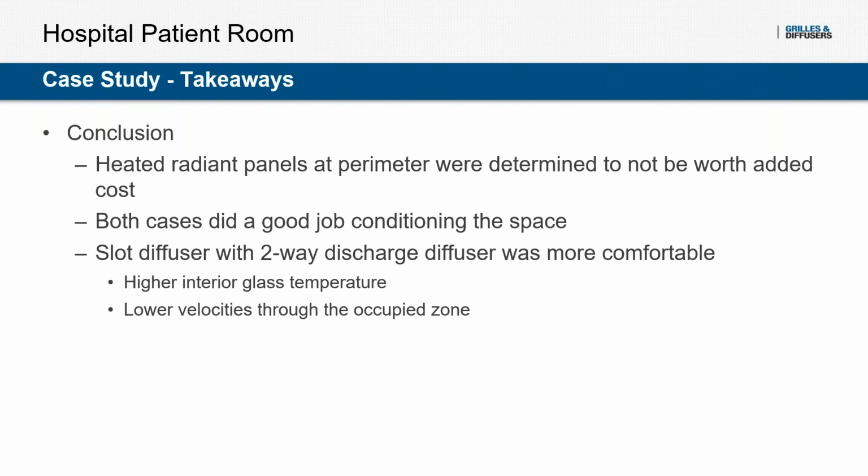It did a better job at satisfying the heating loads at the facade, so it's doing a better job really at conditioning the window, and we had lower velocities throughout the occupied zone. So really the takeaway here is that a radial slot diffuser might not be your best option. Going with a modular diffuser with directional throw might be a better way to condition your space.